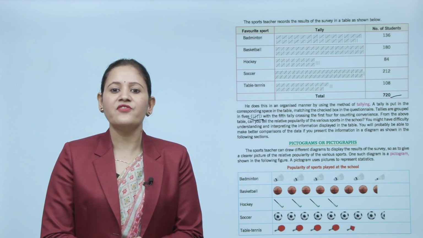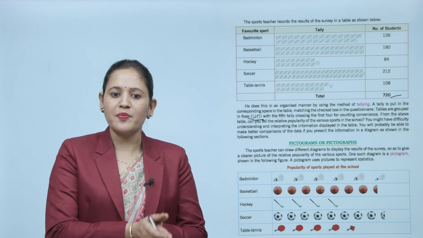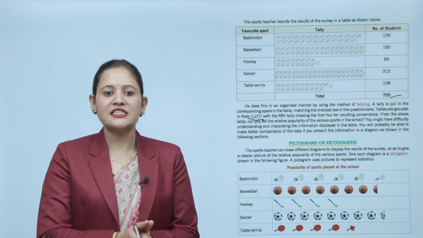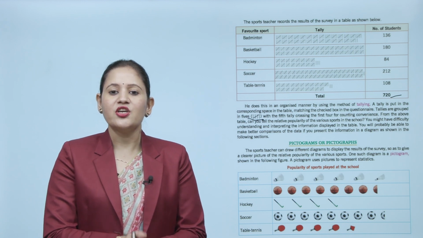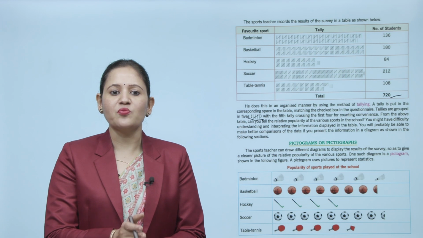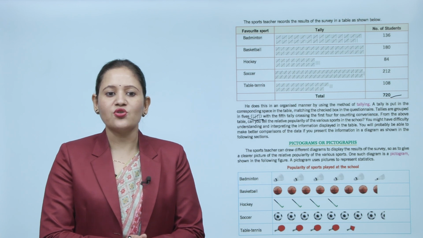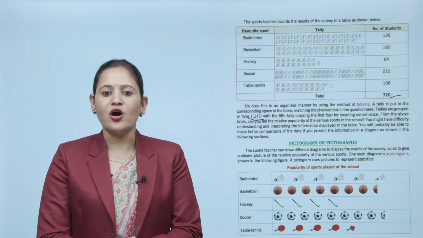It represents number 5. From the above table, can you tell the relative popularity of the various sports in the school? You might have difficulty understanding and interpreting the information displayed in the table. You will probably be able to make better comparison of data if you present the information in a diagram as shown in the following section. Next is pictogram or pictographs.